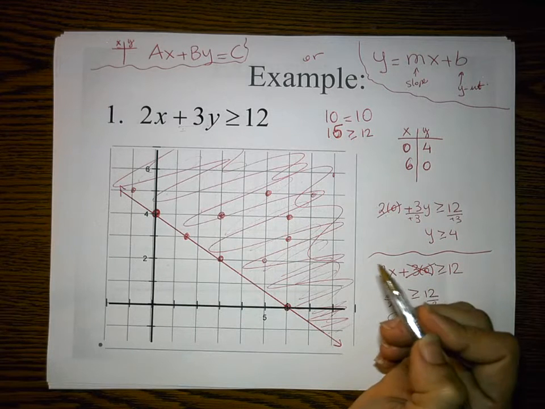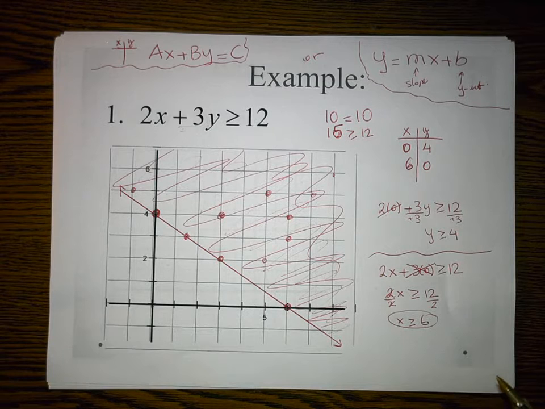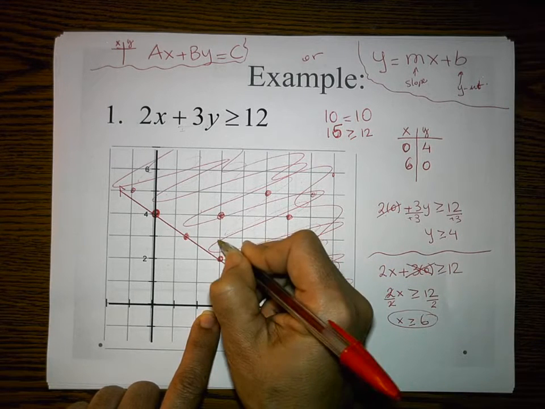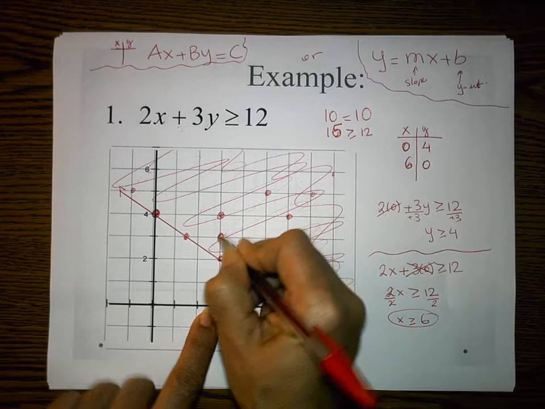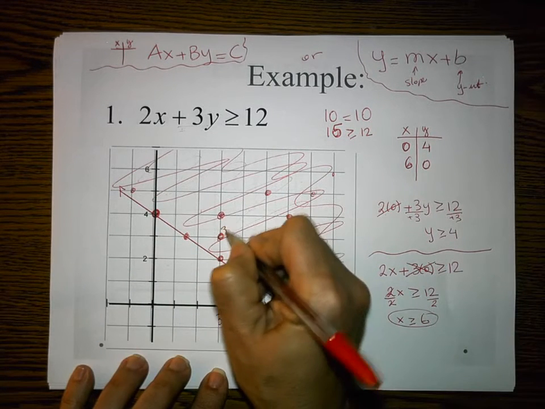Let's go ahead and test the point. I'm just going to randomly pick something inside of the shaded area. It looks like 3 for x and 3 for y. This point right here, 3, 3. I'm just picking this point, 3, 3.